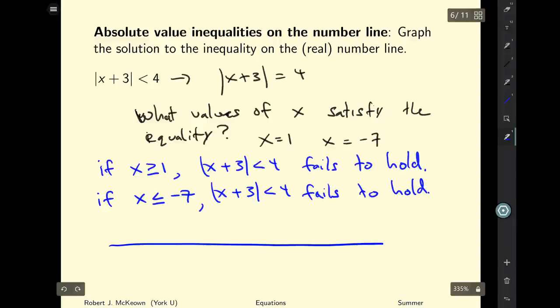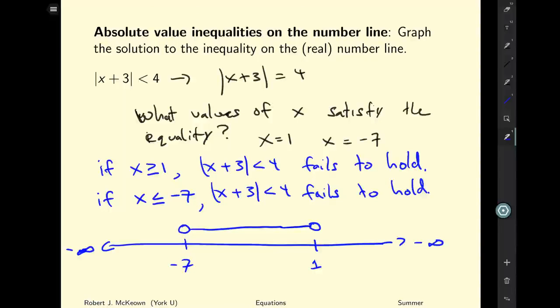Now looking at the real number line, I have 1 here and a -7 there, and as long as x falls between these two values, the absolute value inequality holds. So how am I going to answer this question on ALEKS?